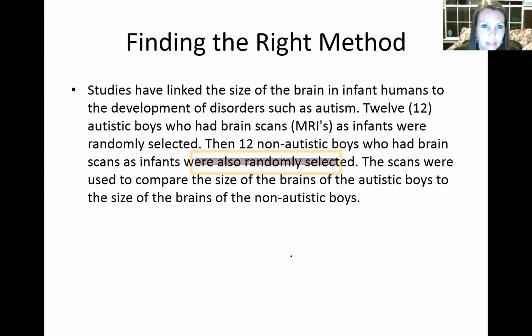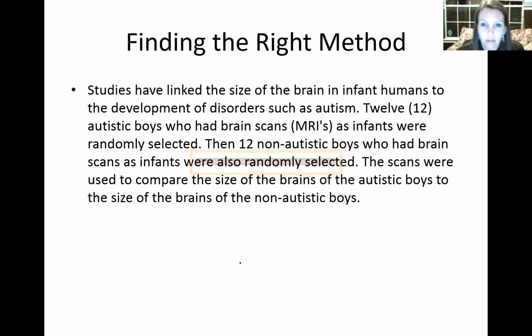All right, studies have linked the size of the brain in infant humans to the development of disorders such as autism. 12 autistic boys who had brain scans as infants were randomly selected. Then 12 non-autistic boys who had brain scans as infants were also randomly selected. The scans were used to compare the size of the brains of the autistic boys to the size of the brains of the non-autistic boys.